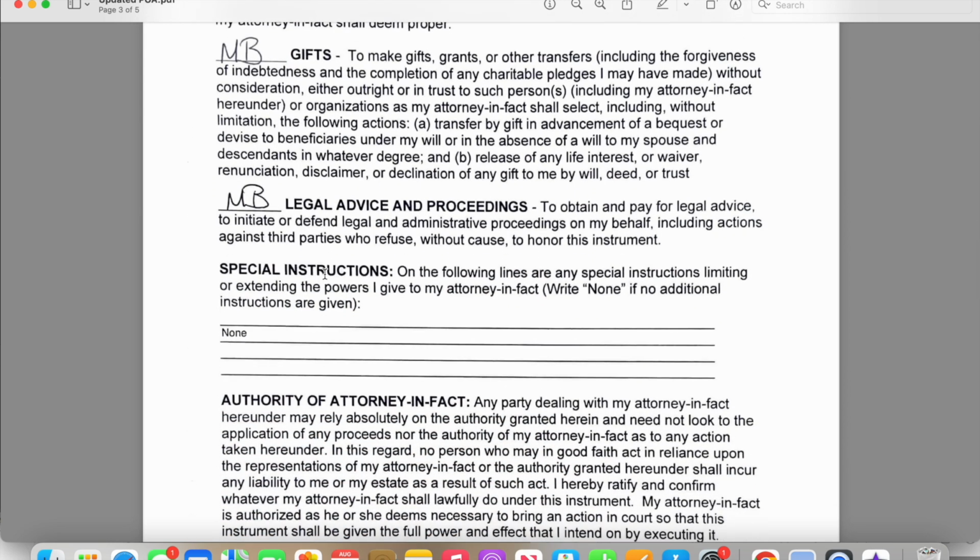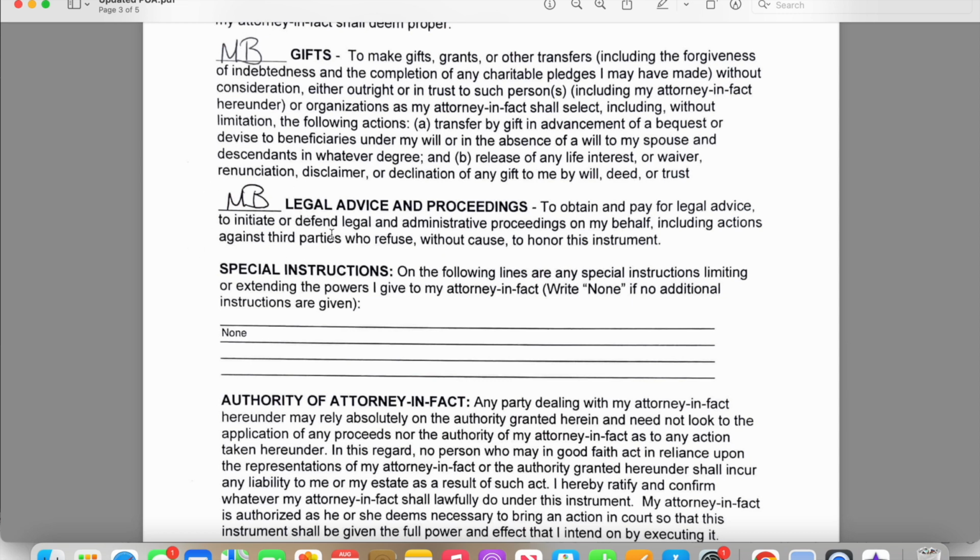Here, this is any kind of gifts. So any kind of transferring of gifts or cash gifts or anything you can think of is right here. Any kind of making any charitability or whatever kind of organizations they might donate to, all of that is included in here. So if they're going to give that power, they need to initial there.